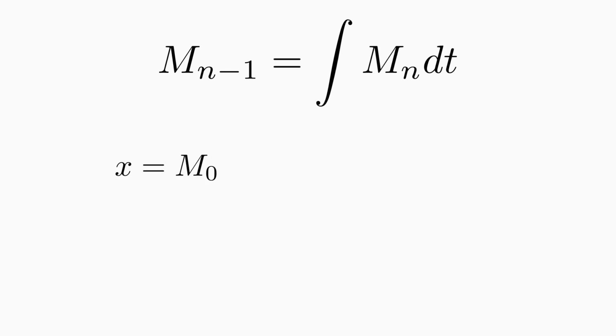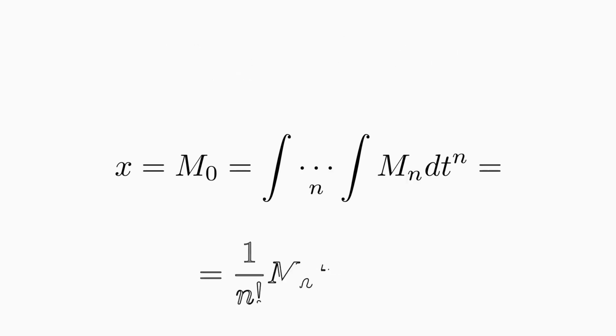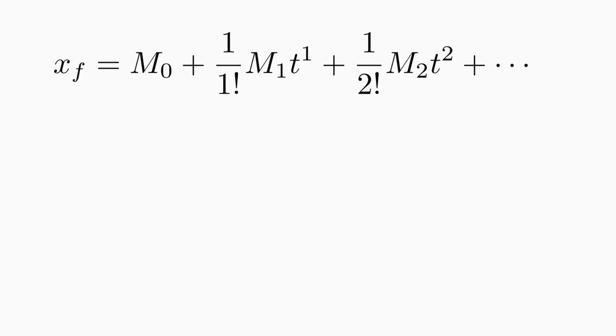So for a motion of order n, we can find the position of the body by integrating the motion of order n times with respect to time, which results in 1 over n factorial times time to the n, plus terms involving the integration constants, which correspond to motions of smaller orders. So to get the position of a body with many different motions at time t, you calculate 1 over the factorial of the order of the motion times time to the n, and add all of the values.